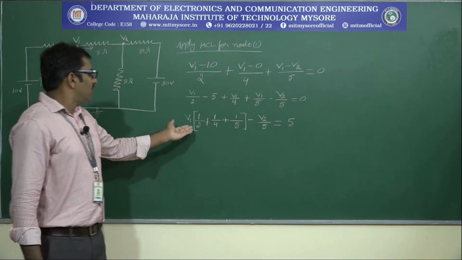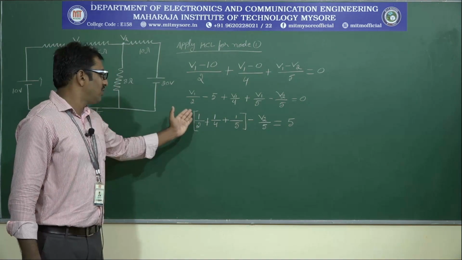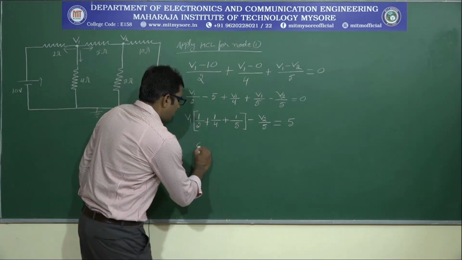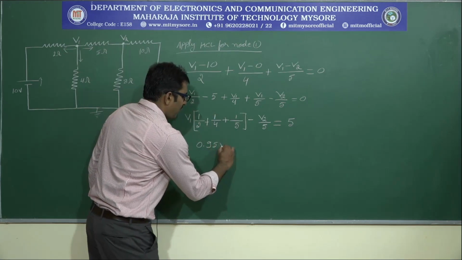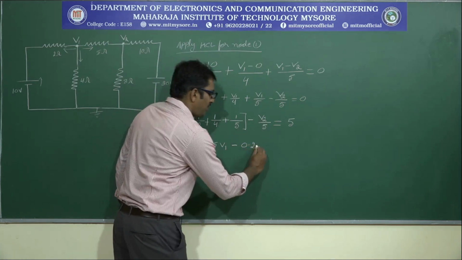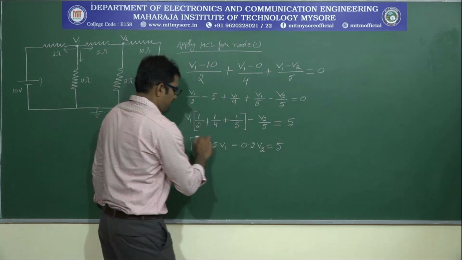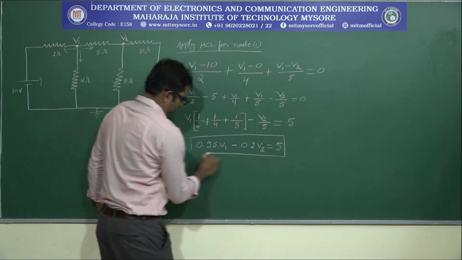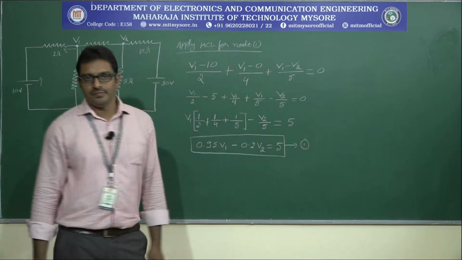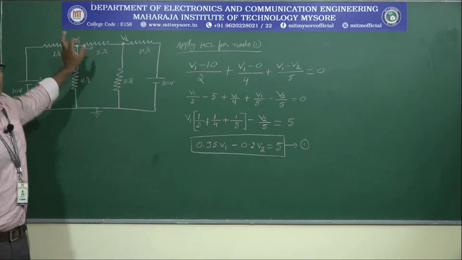Okay. Later you can use your calculator and you can simplify this equation. What is 1 by 2 plus 1 by 4 plus 1 by 5? What is that value? 0.95 V1 minus 0.2, what is 1 by 5? 0.2 V2, that is equal to 5. And call this equation number 1. I think now it is clear how to apply KCL for node 1.